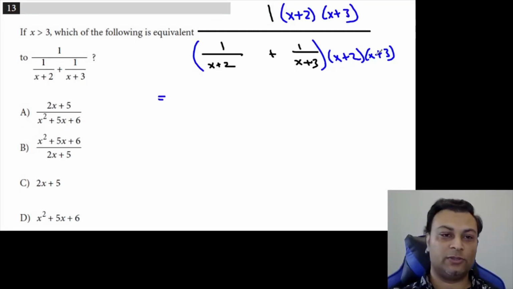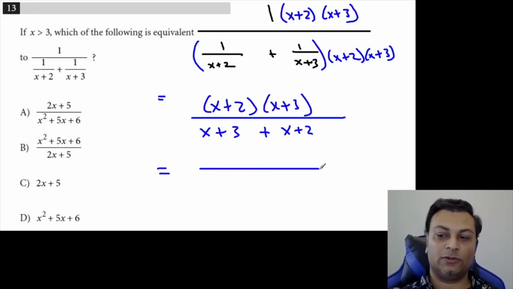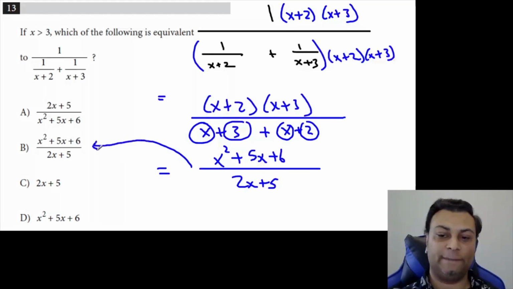Now x plus 2, x plus 3, when you multiply by the first fraction here, the x plus 2's are gone, and so you're going to be left with x plus 3. Similarly for this term, when you multiply by both of these two, you're going to be left with x plus 2. And the numerator looks like x plus 2, x plus 3. So this is almost over because this numerator will expand out to x squared plus 5x plus 6, and this denominator has 2x plus 5. So the answer is B.